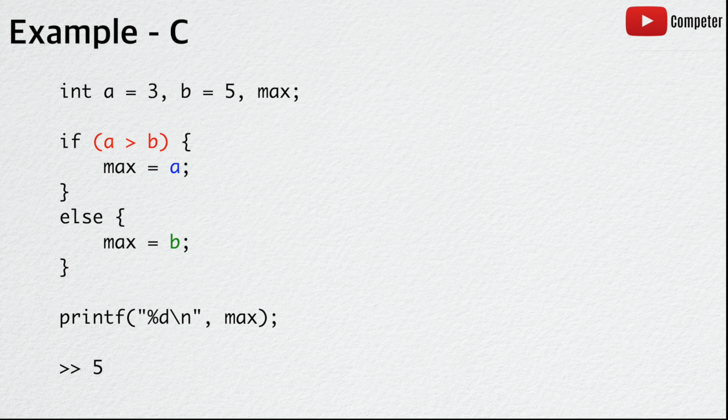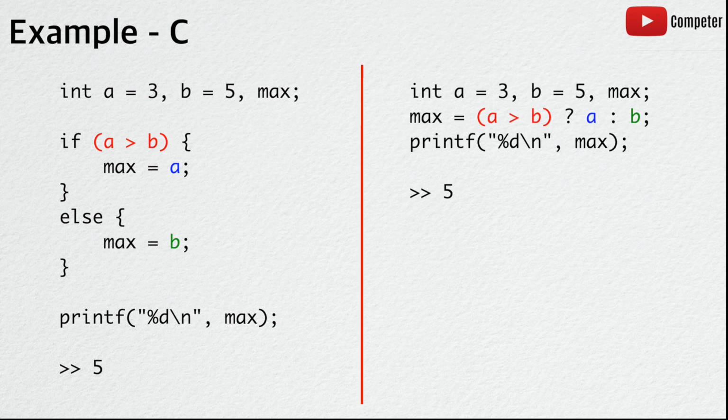to the variable max. However, using a ternary operator, we can replace the if and else statement with a single line of code. Here is the same program, but instead of an if and else statement, we're using a ternary operator. A ternary operator is simply a shorthand way of writing if and else statement.